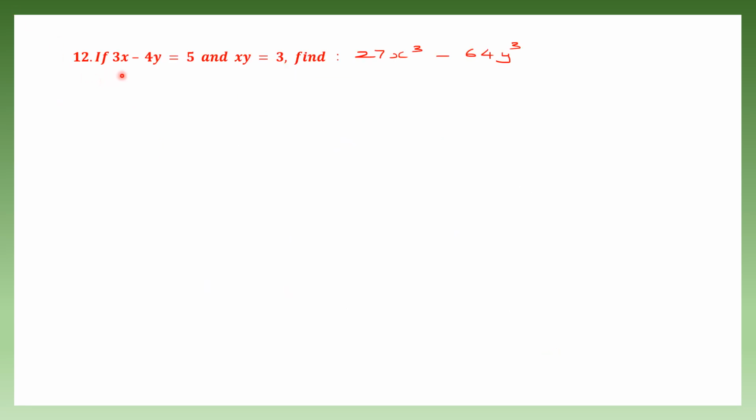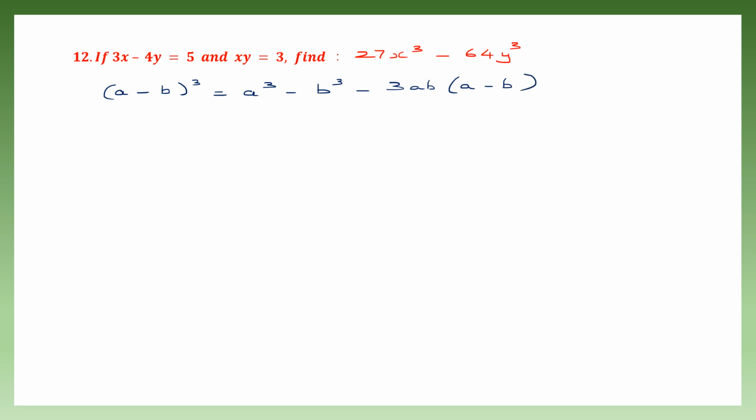Question 12: 3x minus 4y is equal to 5 and xy is equal to 3. Find 27x cube minus 64y cube. So here we're going to use the formula of (a minus b) the whole cube, in the place of 3x minus 4y. So 3x minus 4y is taken as a minus b. So the formula is a cube minus b cube minus 3ab into (a minus b).